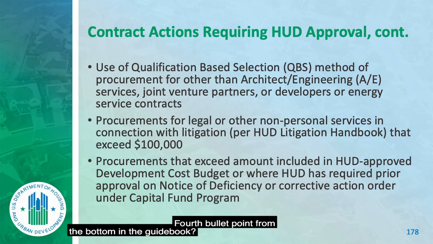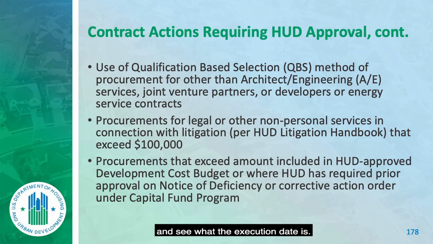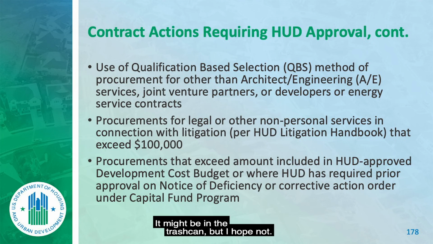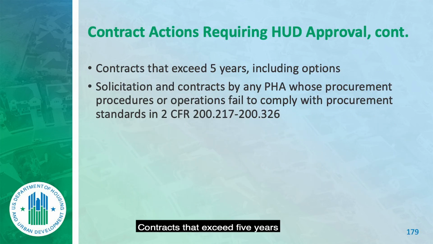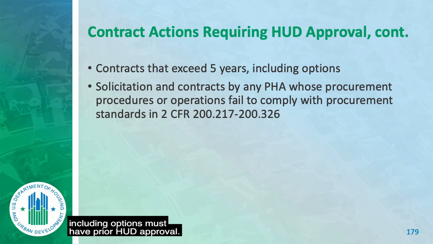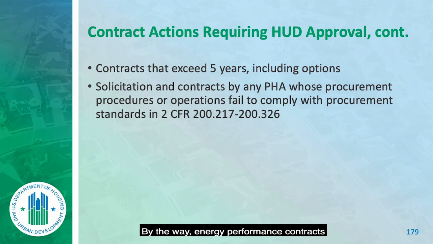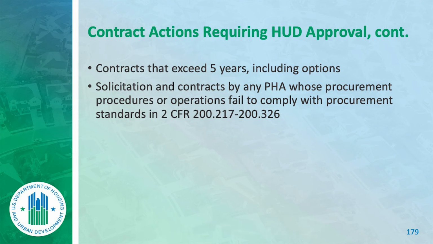You guys got that fourth bullet point from the bottom in the guidebook? You'd go to your annual contributions contract and see what the execution date is. It's in your files somewhere. If not, you can get it from HUD. Well, it might be in the trash can, but I hope not. Contracts that exceed 5 years, including options, must have prior HUD approval. Period. By the way, energy performance contracts will not get done in 5 years. 10 to 15 is much more likely.